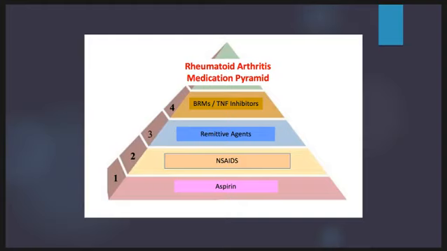Here we have the rheumatoid arthritis medication pyramid. First, we begin at the bottom with over-the-counter medications such as aspirin, which helps with inflammation. We next have NSAIDs, which help with inflammation but also help with discomfort and pain. We also have remittive agents and biological response modifiers. They are used for more aggressive forms of rheumatoid arthritis that basically have a higher risk of deformities.